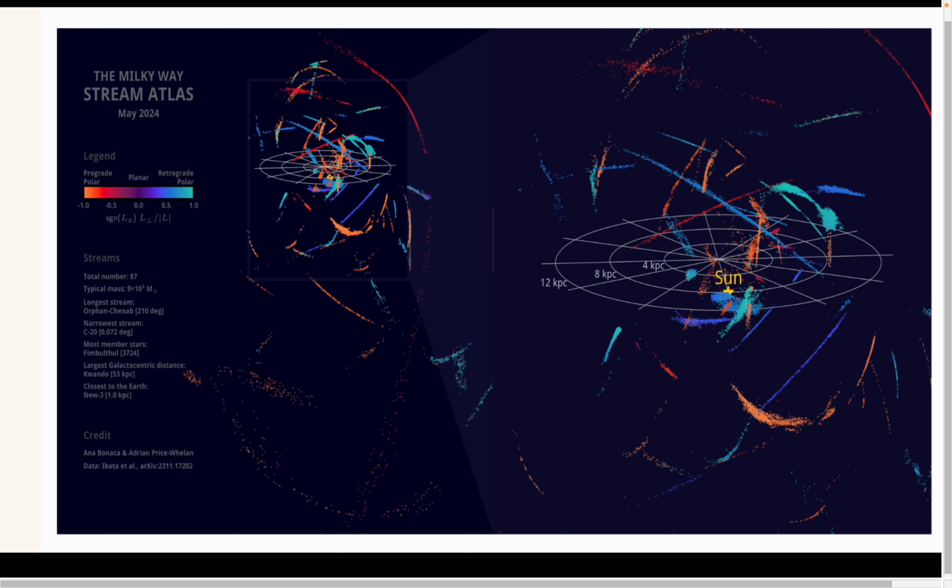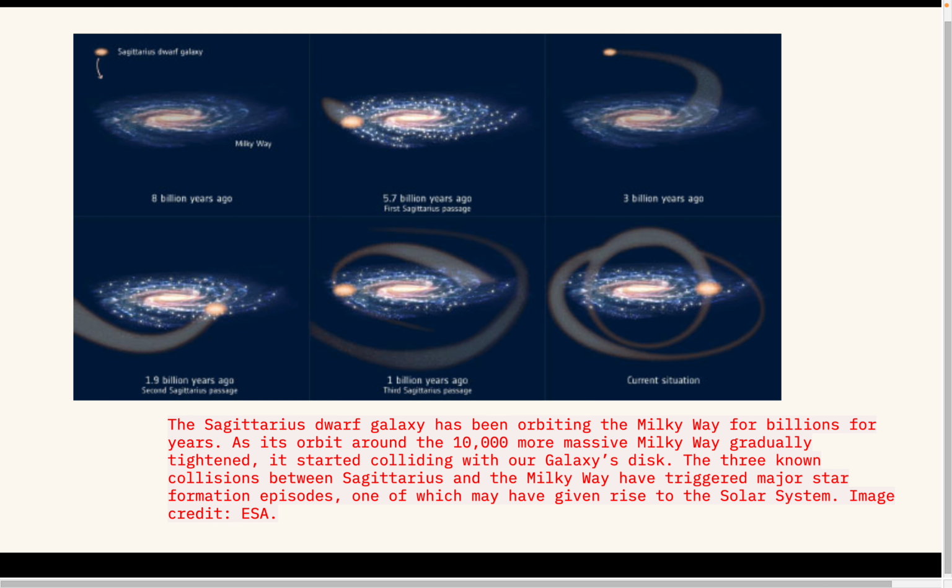One small galaxy got cannibalized by the gravity of our own Milky Way. It is believed that there was a dwarf galaxy known as the Sagittarius dwarf galaxy. Sorry for any interruption. The Sagittarius dwarf galaxy has been orbiting the Milky Way for billions of years, and the Milky Way is about 10,000 times more massive.